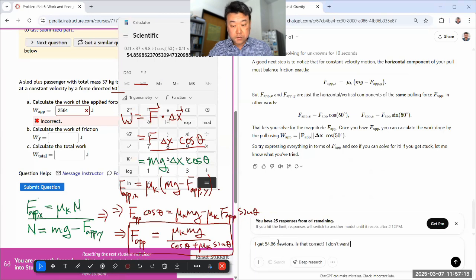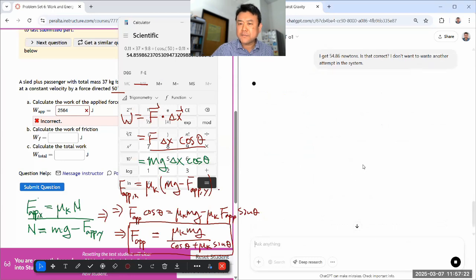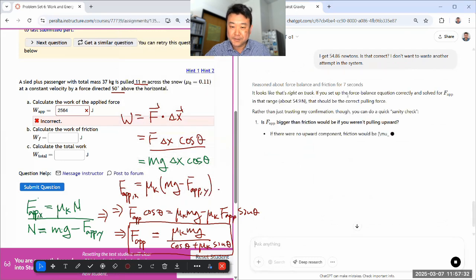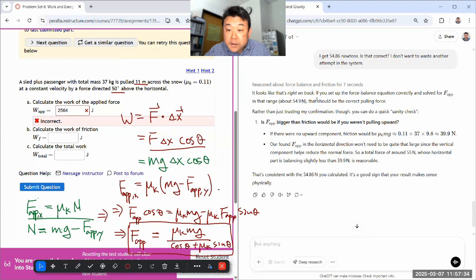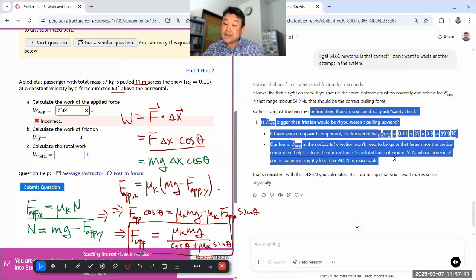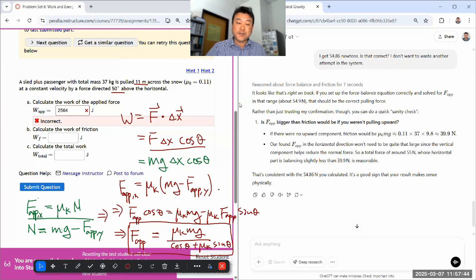I don't want to waste another attempt in the system. Which is ironic because I'm wasting my O1 response doing this, where here I've got 100 attempts. There's no wasting one of my 100 attempts. On the right track, so in that range should be the correct pulling force. Yeah, and this is good advice. What if in the future you don't have access to ChatGPT, like in our one-on-one meeting? A sanity check is a really good habit to get into.